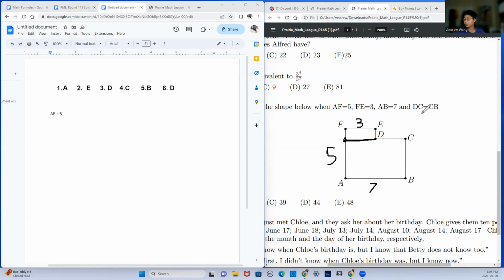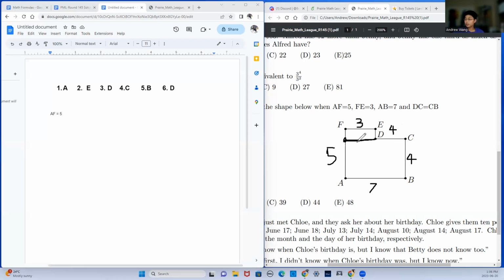AB equals 7. We know that DC equals CB. So first things off, we need to find some numbers for, let's say, ED, DC, and CB. So we know that FE plus DC will equal 7. So 7 minus 3 equals DC. So DC equals 4. We also know that DC equals CB. So there we go. CB is also 4. And now the last dimension we need to figure out is ED.